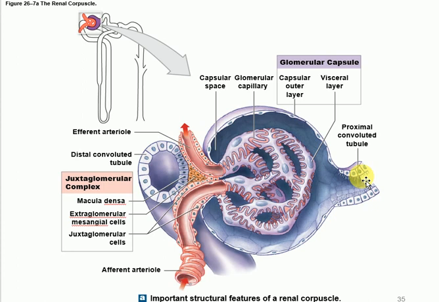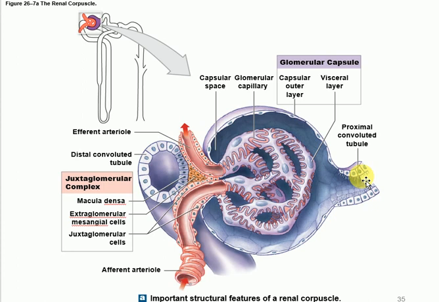But in practical life, this distal convoluted tubule goes like this. Proximal, loop, distal, somehow the distal goes beside these two arterioles for a reason. What is that reason? Forming the most important structure here, which is called the juxtaglomerular apparatus.